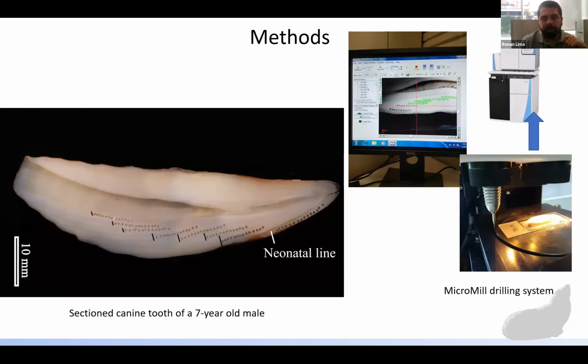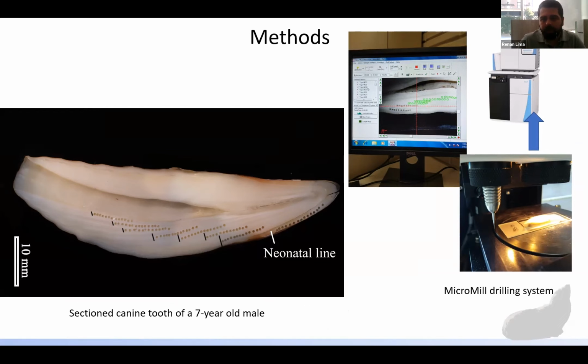So what we basically did was, first, we estimated the age of individuals through the counting of dentin growth layer groups, and we determined the isotopic ratios of dentin samples. We obtained a portion of the dentin powder from each growth layer group using a computer-guided micromill drilling system. And the stable isotope analysis was performed using an elemental analyzer linked to an isotope ratio mass spectrometer.